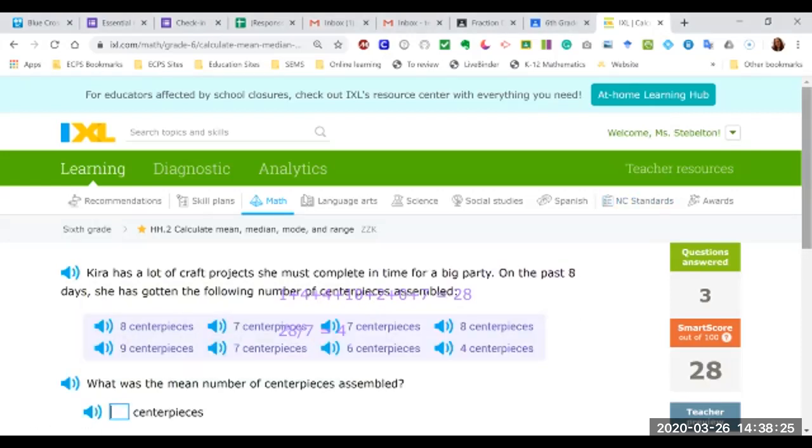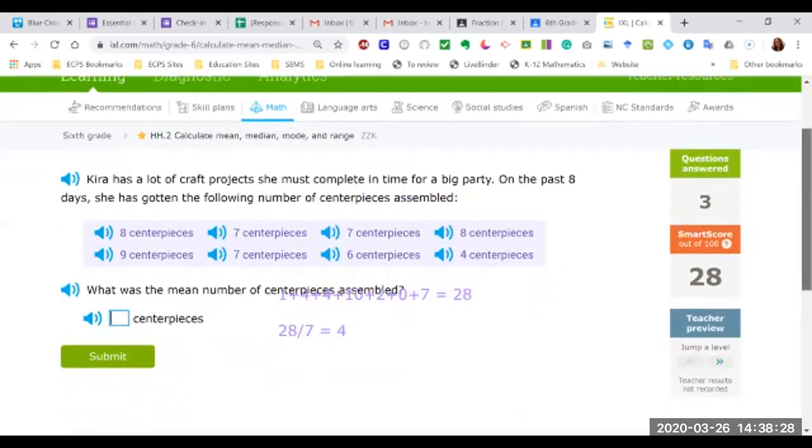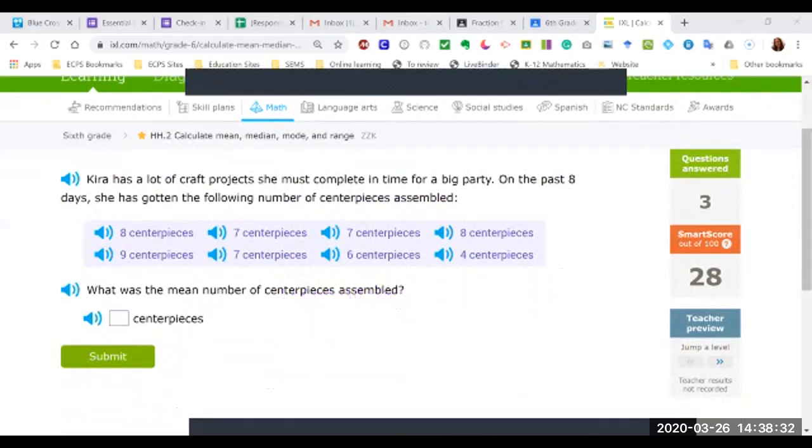Okay, this one looks fun. This is another mean question. This is really not that bad. It's just a word problem. Kira has a lot of craft projects she must complete in time for a big party. On the past 8 days, she's gotten the following number of centerpieces assembled. It gives us all the numbers, and then it asks for the mean number of pieces assembled. So I'm just going to go ahead and add them and then divide.